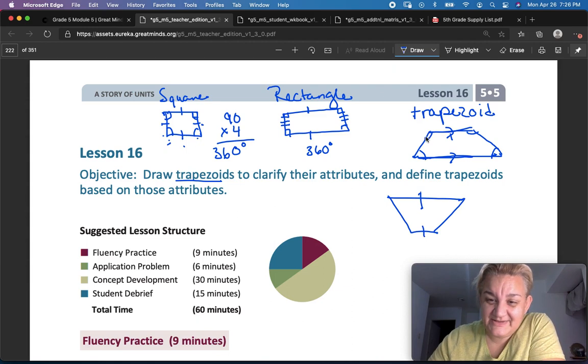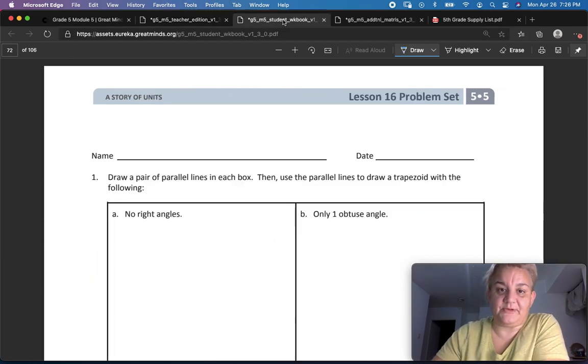Now I want to tell you something, even though these aren't 90 degrees inside here, right? Because this one is much smaller than 90 degrees, and this one's much bigger than 90 degrees. They're still 360 degrees inside there, okay? That's just a rule. All right, let's go to our Learn book.